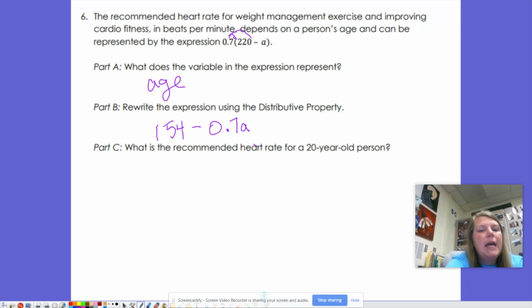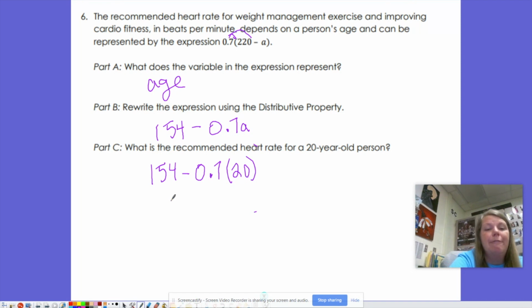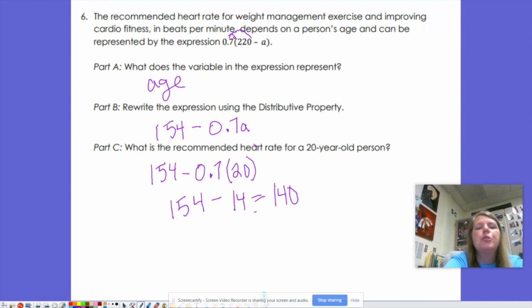And then part C asks, what is the recommended heart rate for a 20-year-old person? So we want to substitute 20 in for that A value. So 154 minus 7/10 times 20. And remember, we want to follow order of operations here. So we want to do this multiplication of 7/10 times 20 first. So 154 minus 14 would give us 140, and that would be 140 beats per minute.